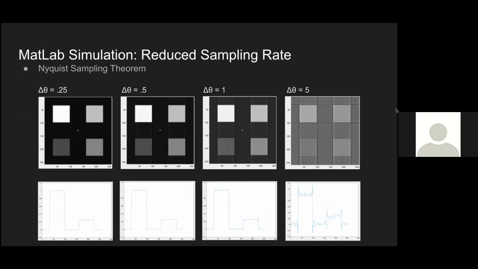But as delta theta gets bigger, you can see there's an increase in artifacts due to aliasing and back projection. Whereas as you get to a delta theta of 5, it's just completely distorted, and there are artifacts all over the place. You can see in the cross section, it's very heavily distorted. So that's probably too much undersampling.